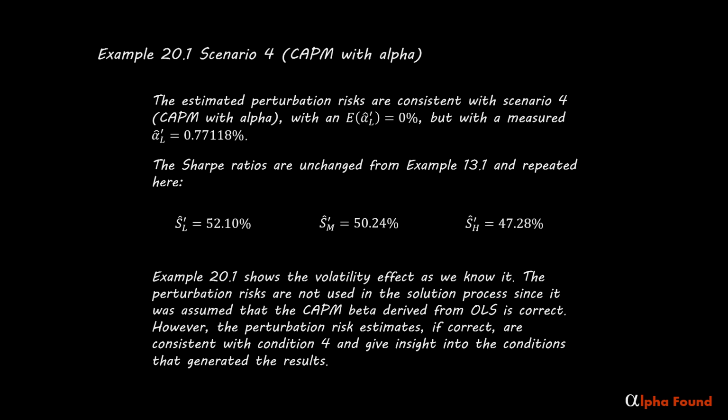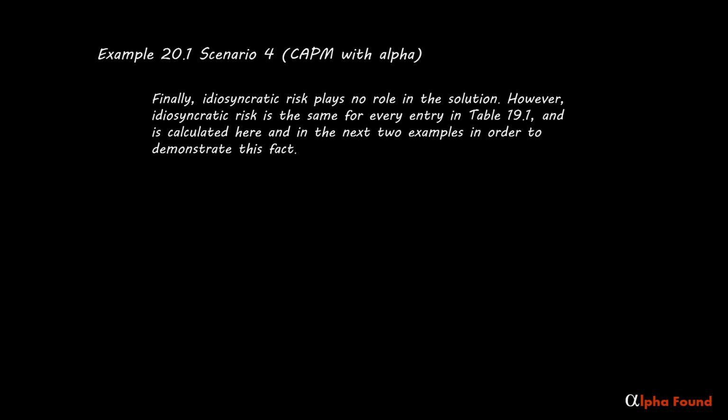The perturbation risks are not used in the solution process since it was assumed that the CAPM beta derived from OLS is correct. However, the perturbation risk estimates, if correct, are consistent with condition 4 and give insight into the conditions that generated the results. Finally, idiosyncratic risk plays no role in the solution. However, idiosyncratic risk is the same for every entry in table 19.1 and is calculated here and in the next two examples in order to demonstrate this fact.